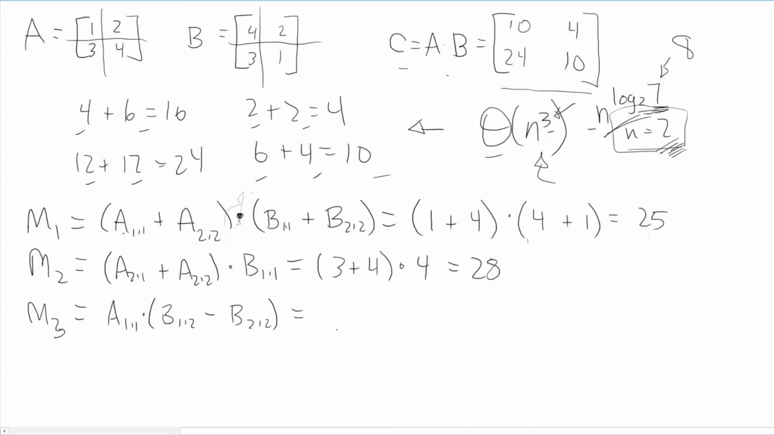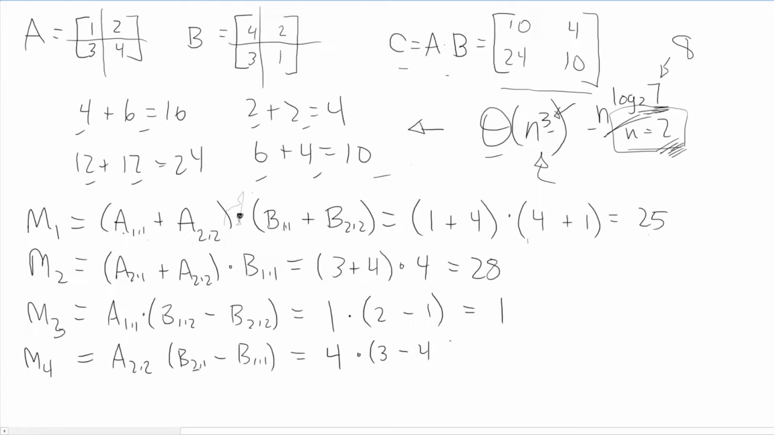Okay, so M3 looks like what we've got here is A11. What's that? That's going to be our 1. Multiplied by B12. B12 is our 2. Minus B22, which is our 1. So this one looks like 2 minus 1 is 1. 1 times 1 is 1. Okay, keep going. M4. So this one is A22, which looks like it's our 4. Multiplied by B21. B21 is 3. Minus B11, which was 4. So 3 minus 4 is minus 1. 4 times minus 1 is minus 4.